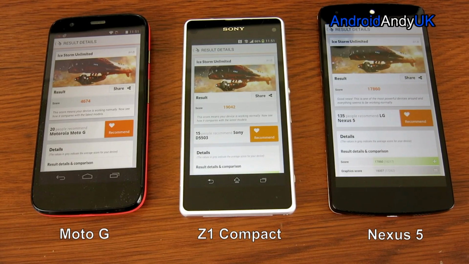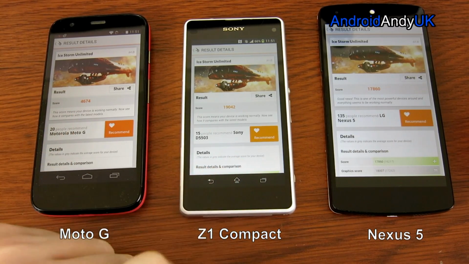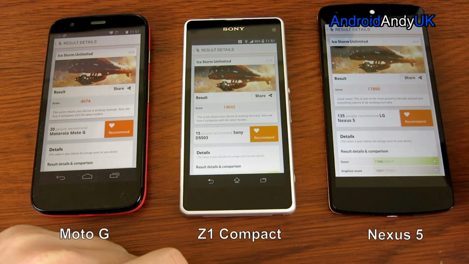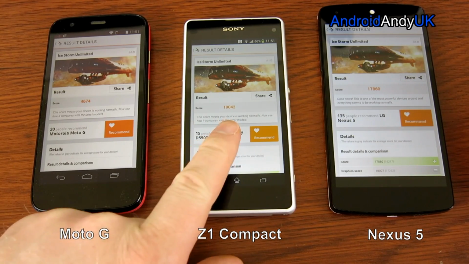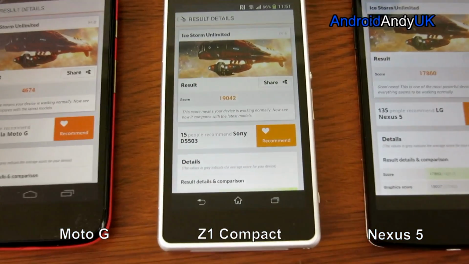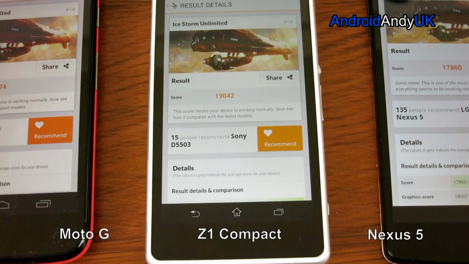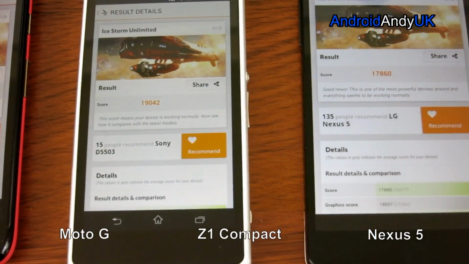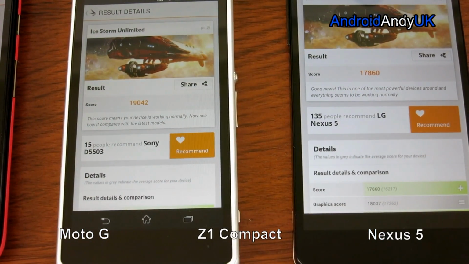So, as with Geekbench, I was waiting quite a while for the Moto G to finish, and that's clearly shown in the results as well, scoring only 4,674. Quite interesting, the Z1 Compact, clearly the winner over the Nexus 5 though, 19,042 against 17,860. So, as I say, a clear winner for the Z1 Compact.